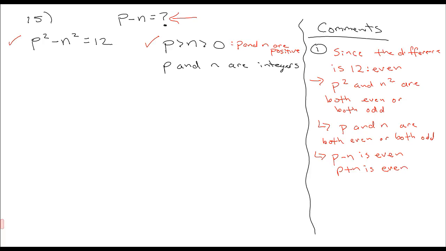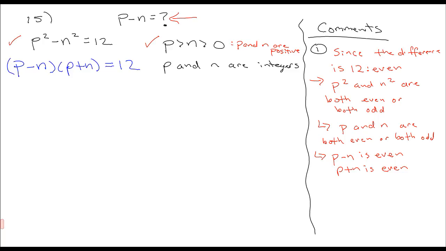Okay, so now let's go back to the initial part here. Let's look at p squared minus n squared equals 12. So what we have here is a difference of squares, which means I can factor it as p minus n times p plus n is equal to 12. Okay, so now we have our p minus n written in here somewhere, finally.